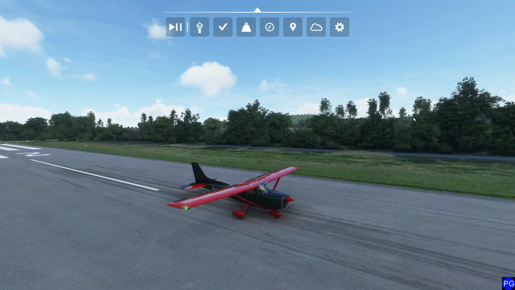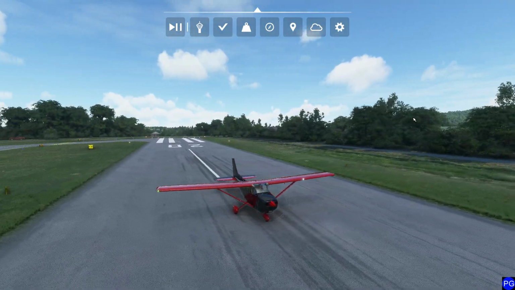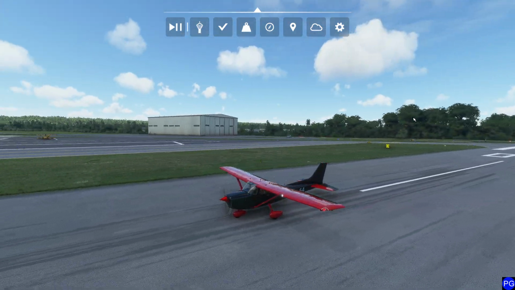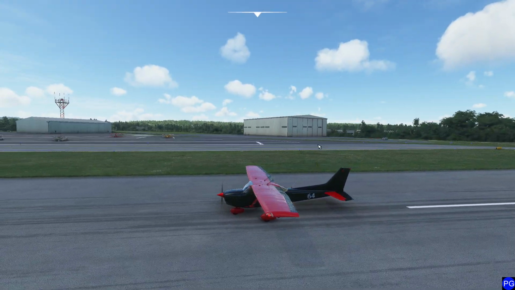Hello everyone, in today's video we're going to be taking a look at ways to estimate both wind speed as well as wind direction as you're flying across, usually cross-country in visual conditions. So let's go ahead and get started.